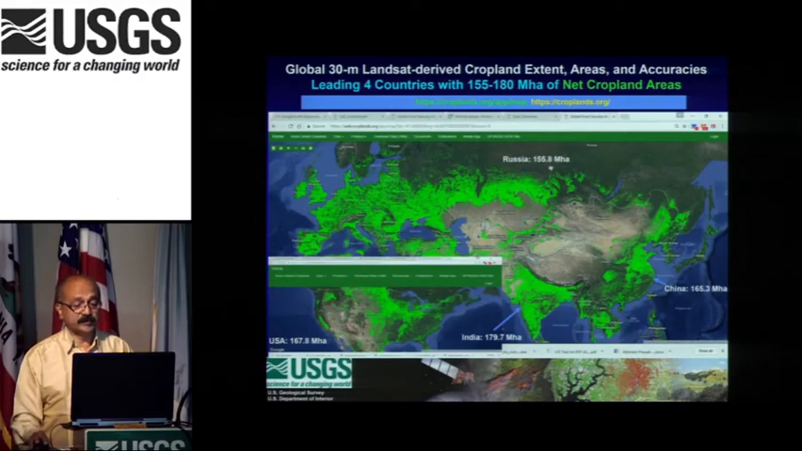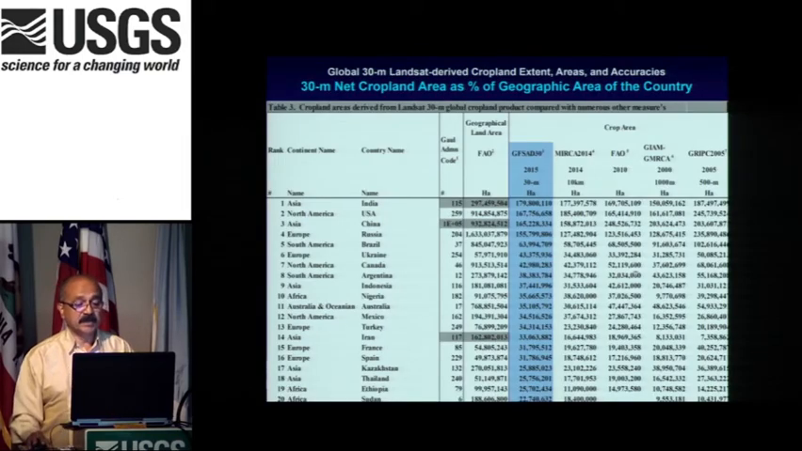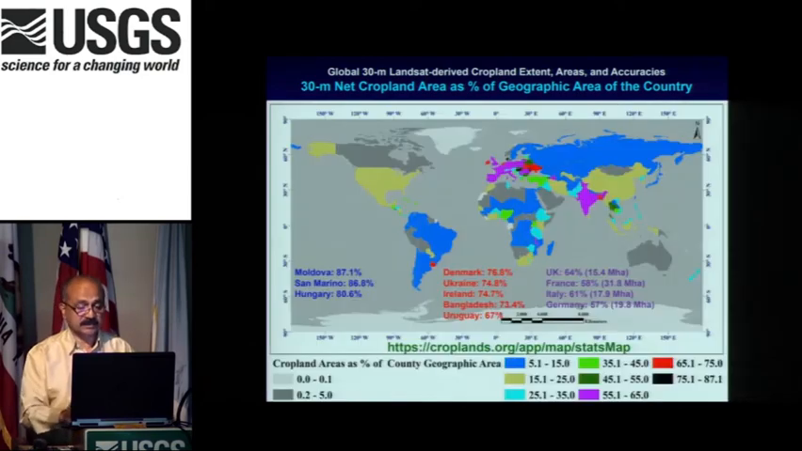So, Russia is 155, US is 167, India is 179, and China is 165 million hectares of net cropland area. We have this cropland area calculated for every country in the world, 200 plus countries, and compared with the FAO statistics and others.